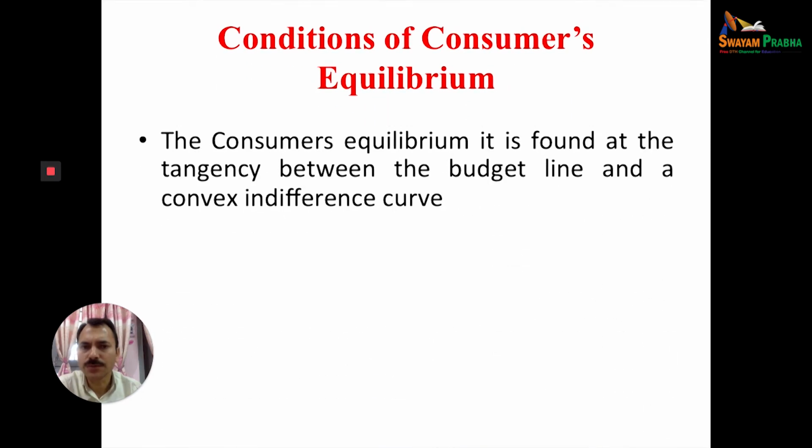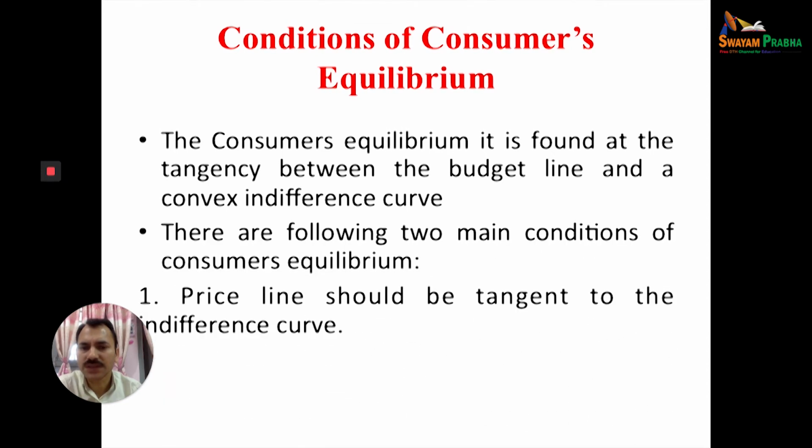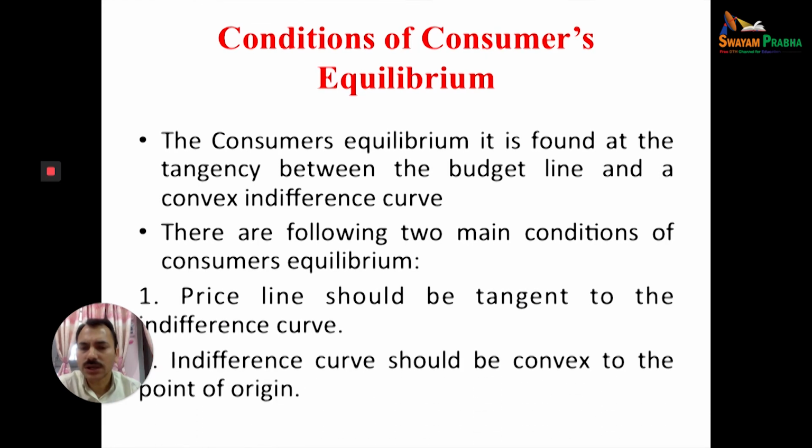By assuming these assumptions, we can explain the consumer equilibrium. For consumer equilibrium, it is found that there are the following two conditions on the budget line and the convex indifference curve. The price line should be tangent to the indifference curve, and the indifference curve should be convex to the origin. The point where the budget line is tangent to the indifference curve is called the consumer equilibrium.